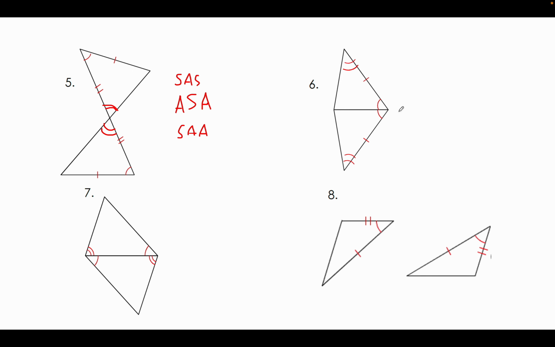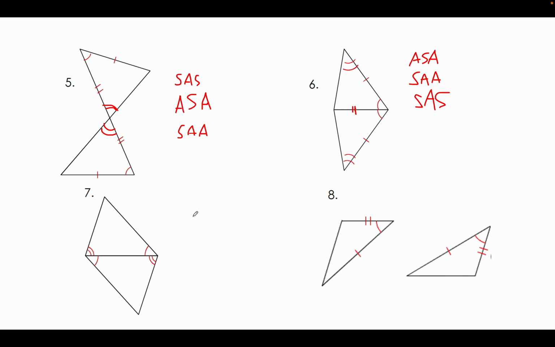SAS, po. Is it SAS? ASA, sir. ASA. Look carefully. ASA. What if I add another information here? Since they have a common side. SAA, po. SAS, sir. Yes, we can use SAA. What else? SAS. Next, number 7.